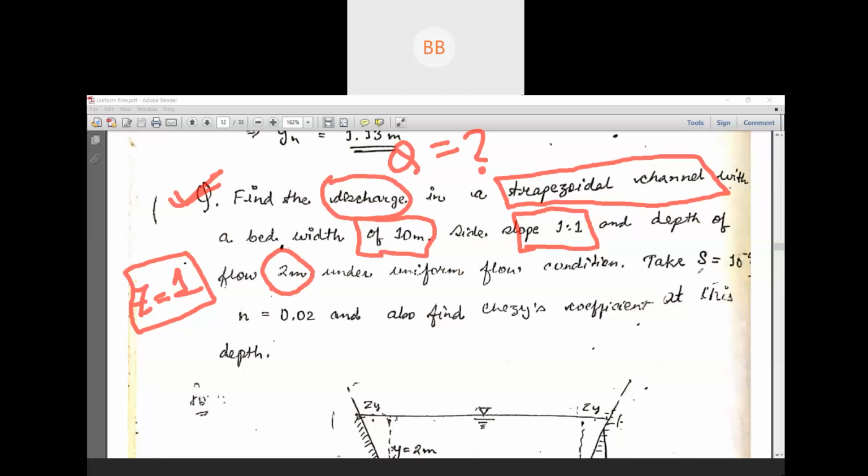And then what else is given? Slope is given 10 to the power minus 4. That is your bed slope. Bed slope is given 10 to the power minus 4. Manning's roughness coefficient is given. N is equal to 0.02.